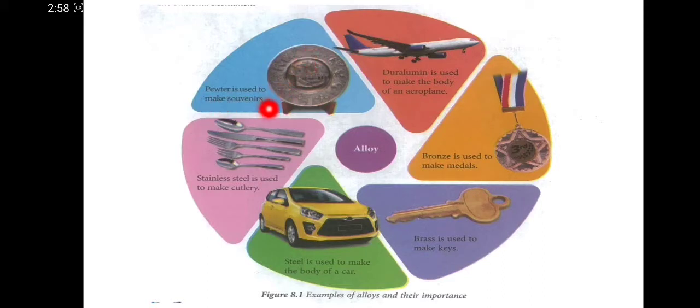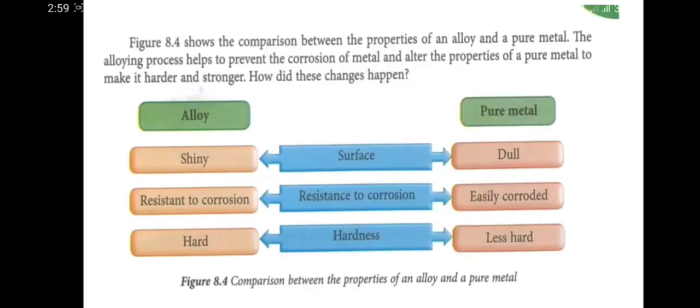The first one, pewter. This is used to make souvenirs. Pewter ini adalah timah. Duralumin is used to make the body of an aeroplane. Bronze is used to make medals. Medals ini adalah gangsa. And this one, brass, is used to make keys. Ini tembaga. Steel is used to make the body of a car. Keluli. Stainless steel is used to make cutlery. This one is keluli tahan karat. So ini adalah contoh-contoh alloy ya.